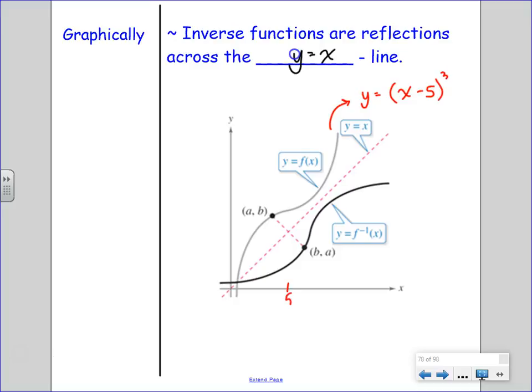x minus 5 cubed, and then how do we shift it up? Plus 7 maybe? Yeah. Doesn't quite look like 5, a little bit more. Plus 7. We could make up a function, and it probably would look kind of close to that. But that's not the point if they're just having us graph reflections.